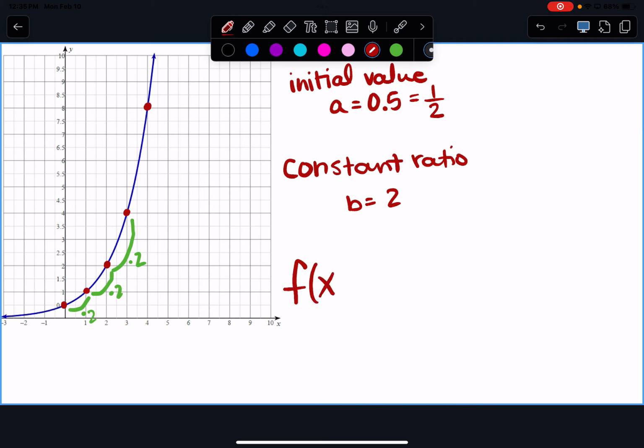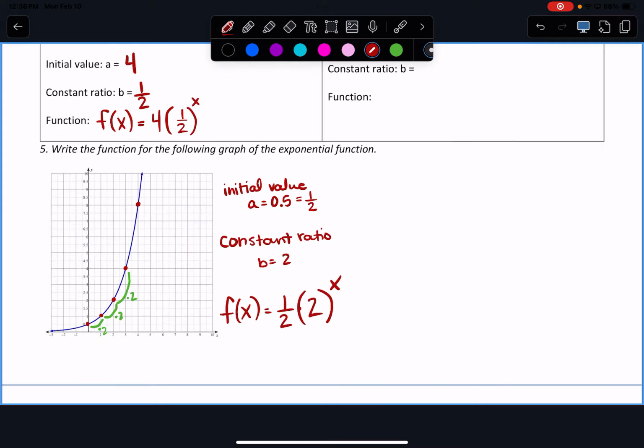So f of x is equal to, what's our A? 1/2 times our B is what? 2 to the power of what? Perfect. And that is how we'll do that.